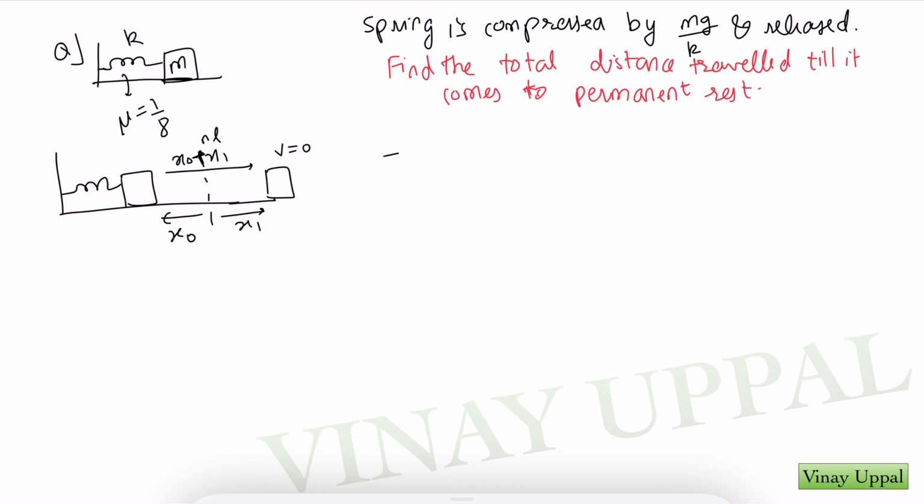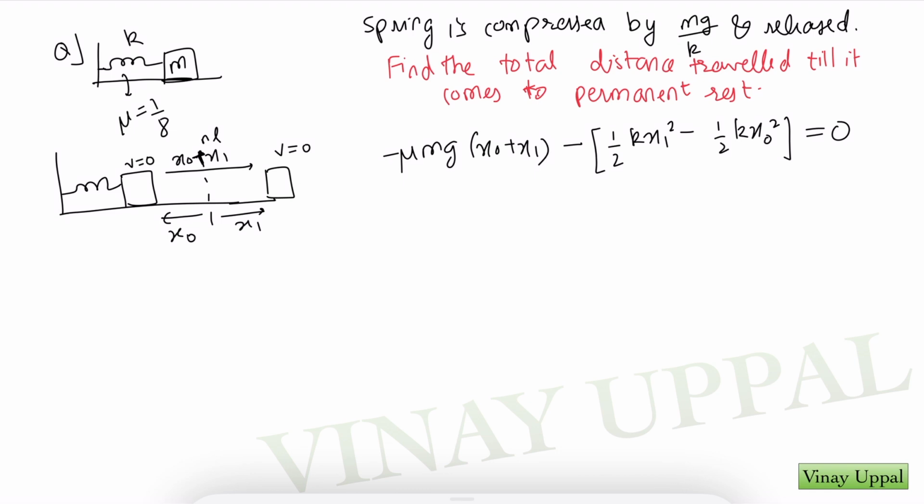The work done by friction would be minus mu mg into (x0 plus x1). What will be the work done by the spring? That will be the negative of change in potential energy. So final potential energy is half k x1 squared minus initial potential energy. The change in kinetic energy should be 0, since the block started from rest and ended up at rest.